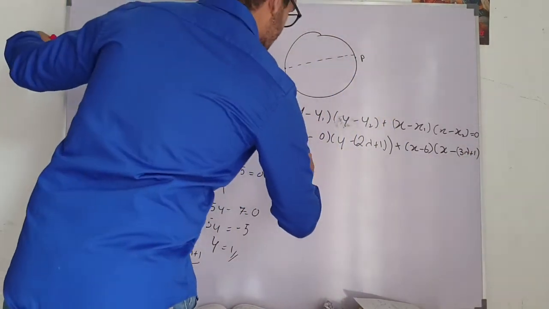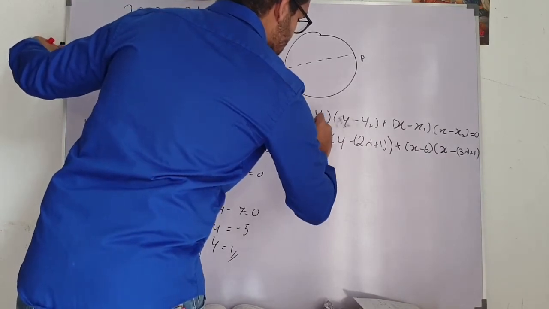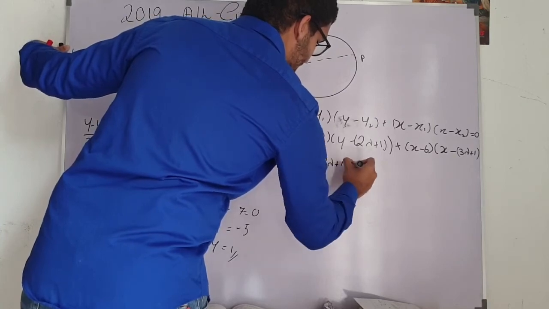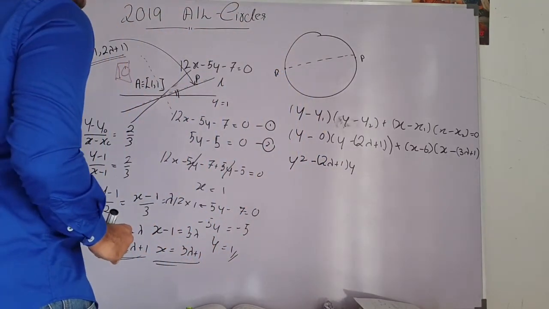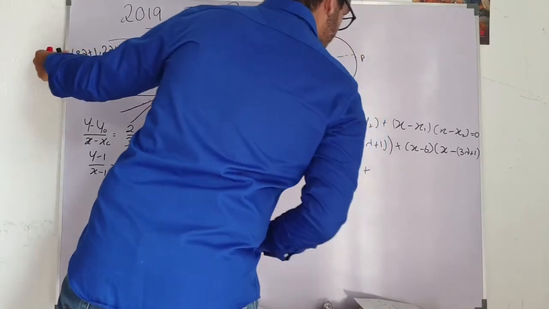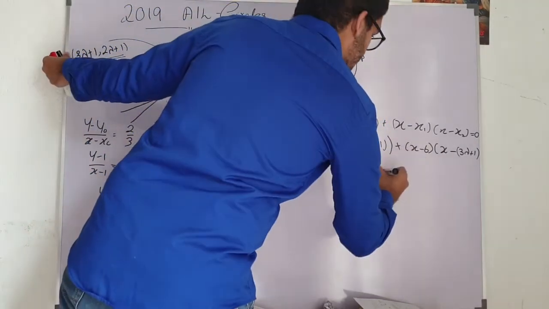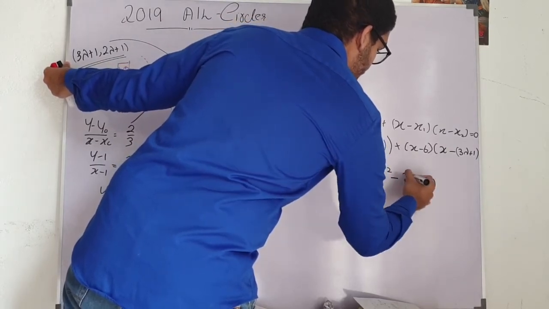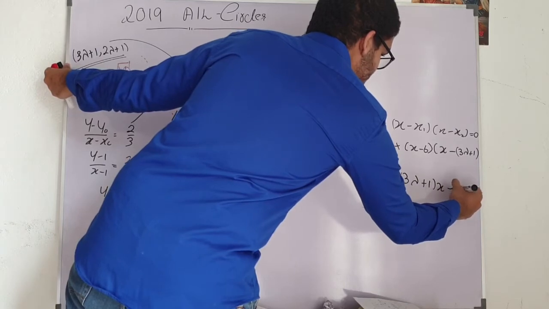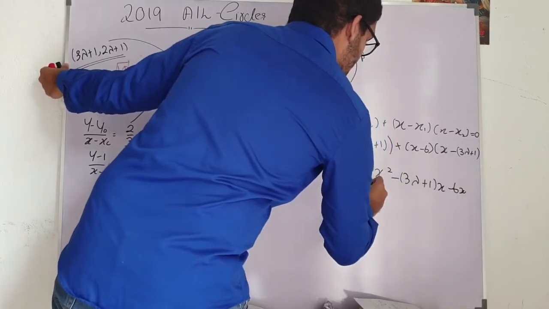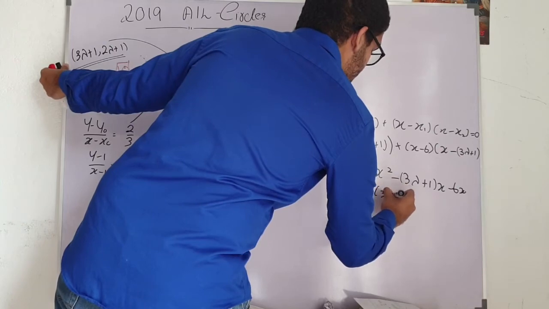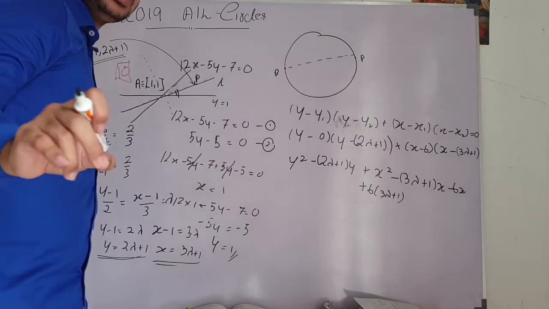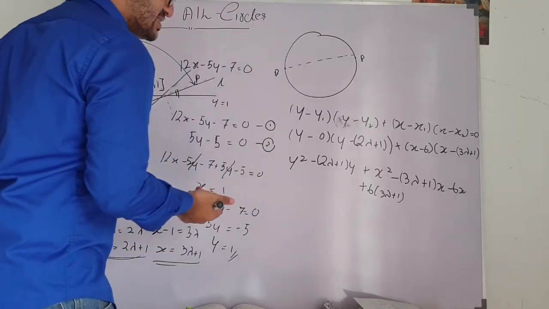Now you should do the calculations: y and that minus (2 lambda plus 1), and y will be that, plus x squared minus (3 lambda plus 1)x minus 6x plus 6(3 lambda plus 1). So here you must take all the lambda terms outside and then you will get the answer they want.